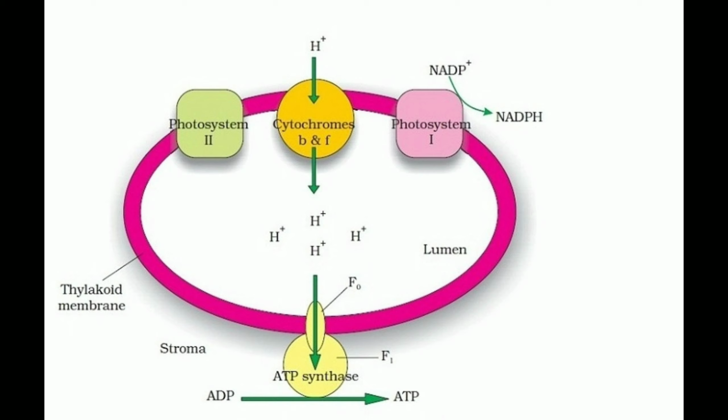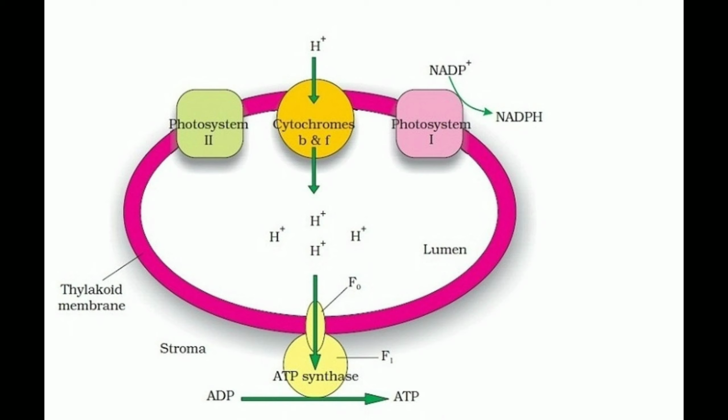So the protons that are present in the lumen need to come to the stroma. How they come is through these proteins F0 and F1. These act as channels for moving the protons from the lumen to the stroma. So only through these proteins are the protons in the lumen passed to the stroma.